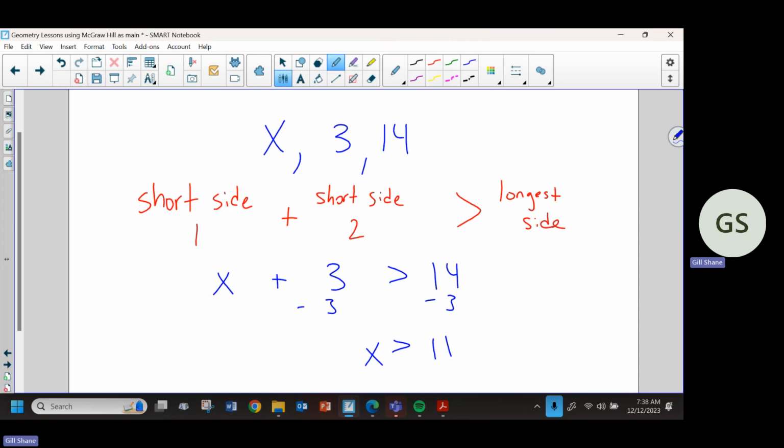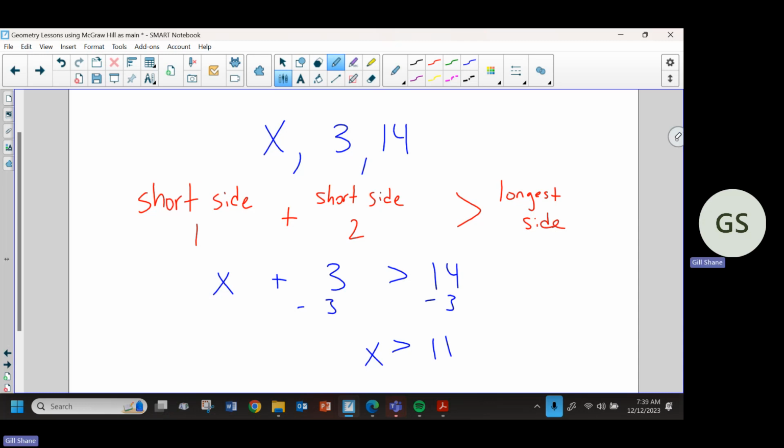But again, that's not the only requirement. If I just pick a number greater than 11, I might pick 100. Well, 100 is not going to work, because then these two are the shorter sides and they're not going to be able to make a triangle if X is 100. So there's also a maximum value X can be, because X could be the longest side.